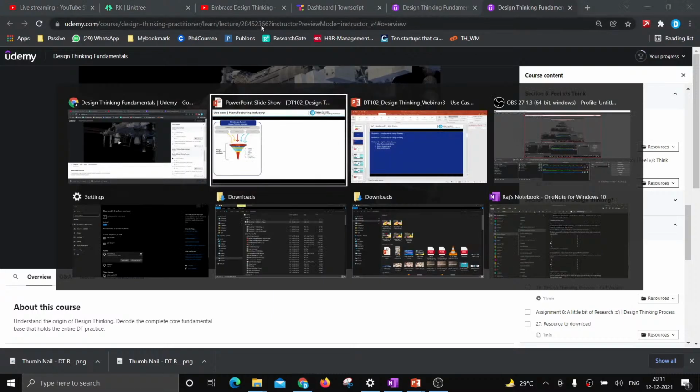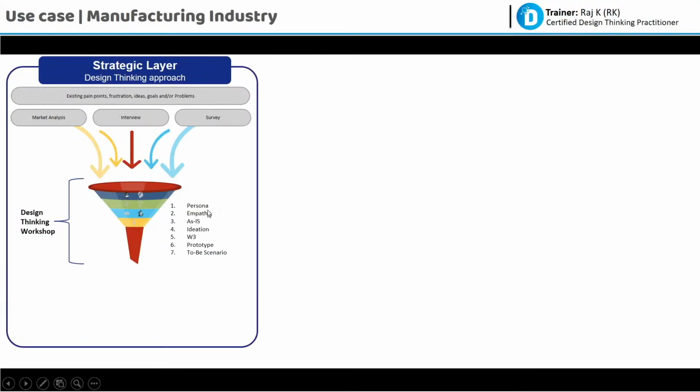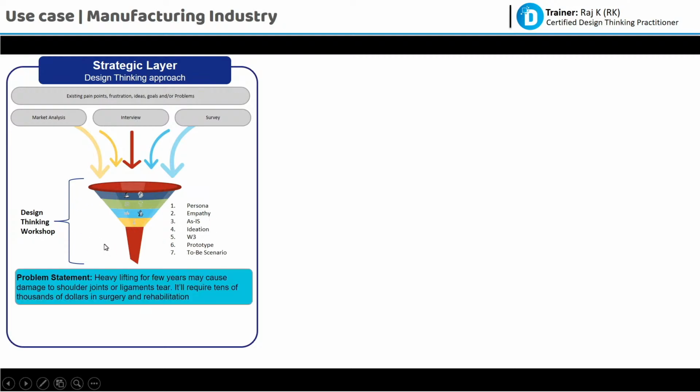Okay, so let's go back. So basically this will happen. What we're talking about is that these industries will do all these persona, empathy, as-is, prototype, to-be scenario and everything, and they will come up with the outcome. They will identify at the end of the workshop, which is typically a 2-day workshop, which you will be engaging in your industry, whichever industry it is. And for example, here it is the manufacturing industry, right? So one of the top problem statements this manufacturing industry identified was that the workers have been doing heavy lifting for many years.